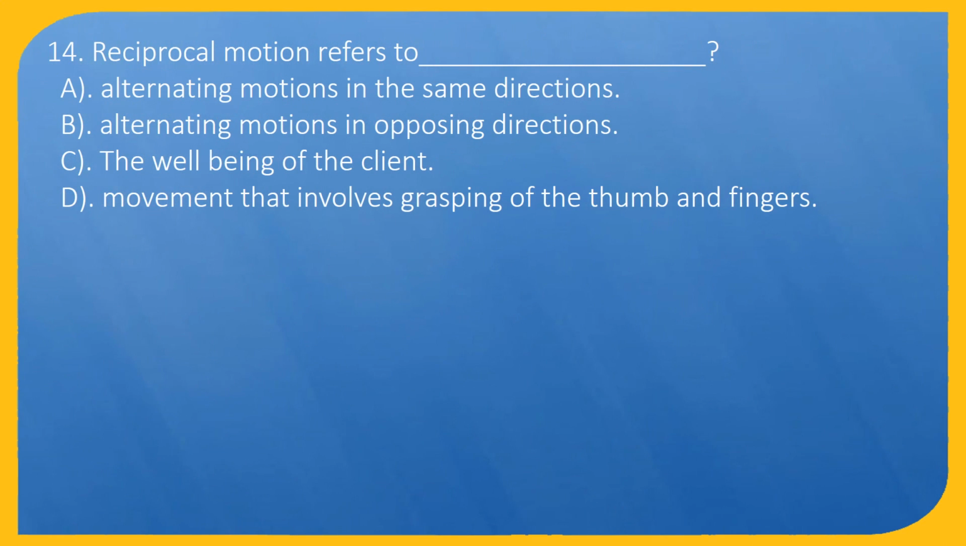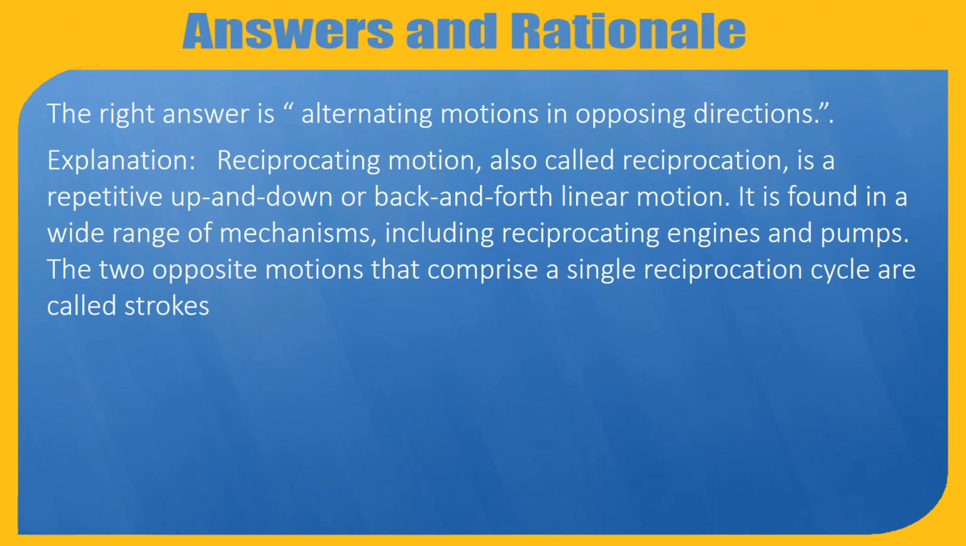Question 14. Reciprocal motion refers to blank? A. Alternating motions in the same directions. B. Alternating motions in opposing directions. C. The well-being of the client. D. Movement that involves grasping of the thumb and fingers. The right answer is alternating motions in opposing directions.